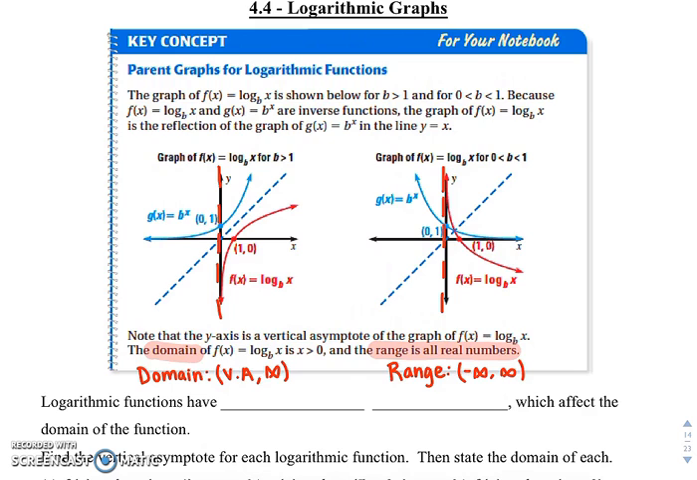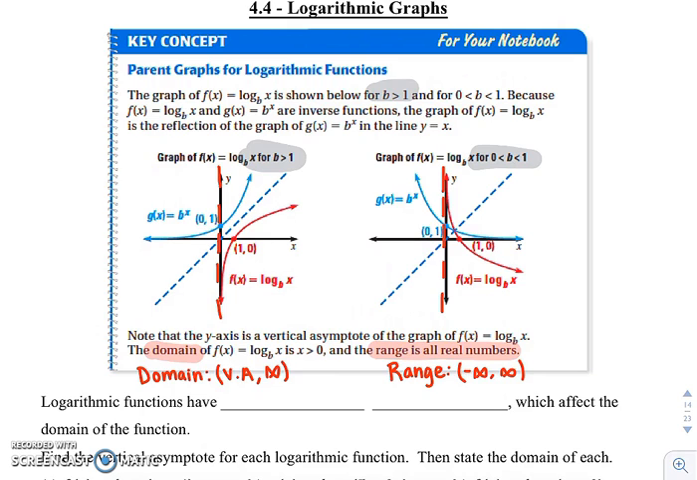When the base for your log is greater than 1, you have the graph on the left-hand side. When the base of your log is between 0 and 1, like log base 1/2 or log base 2/3, you have the graph over here on the right-hand side. It changes the position and the direction in which it goes.